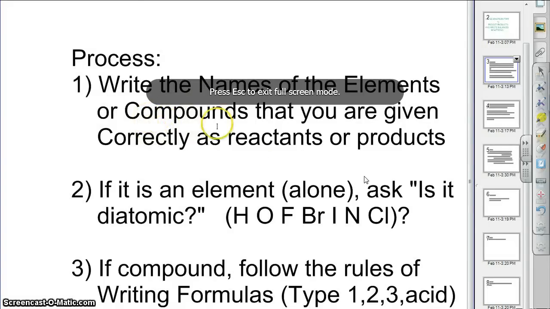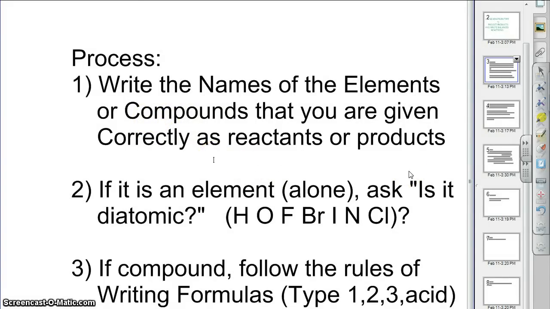Given correctly as reactants or products. Note they will not necessarily always say the reactants first. Sometimes they'll say the product first. For example, something is formed. It might say sodium chloride is formed. Formed means that it's made, means it's a product. So read it carefully, make sure that you are putting things on the correct side of the arrow.